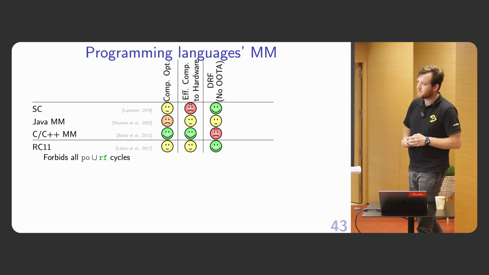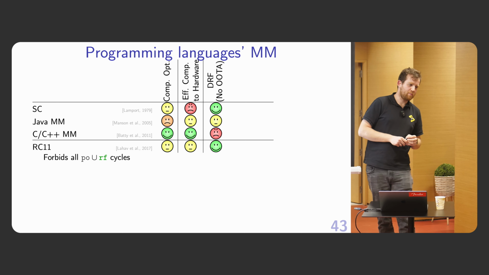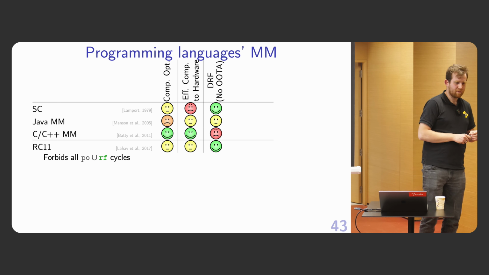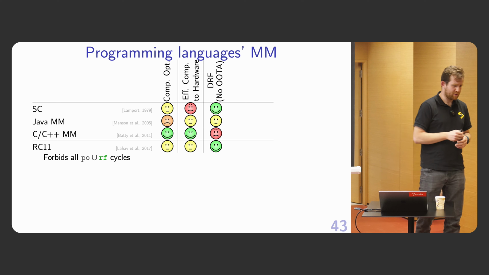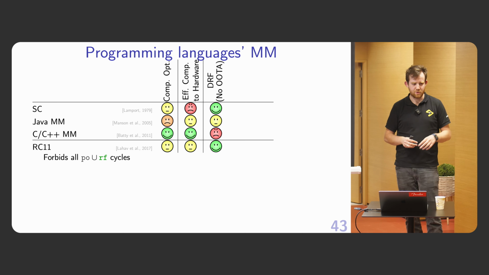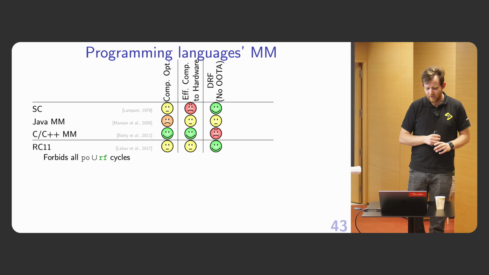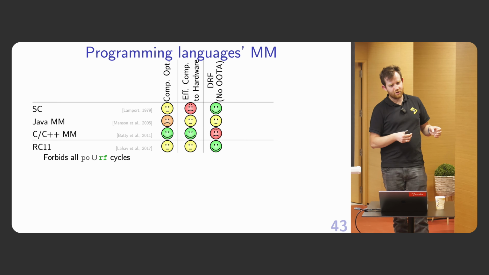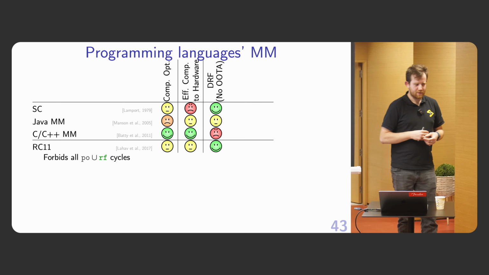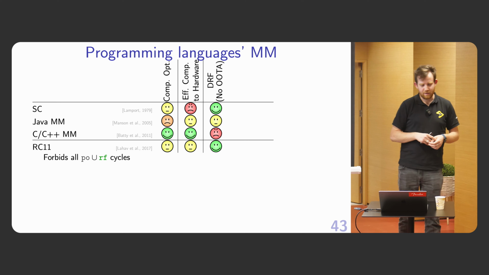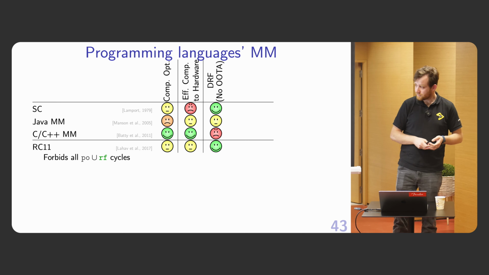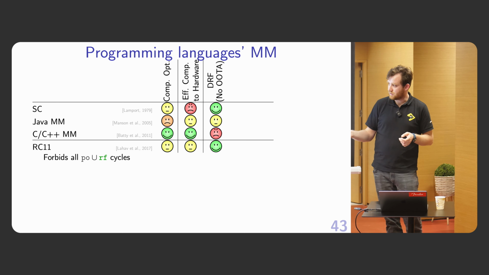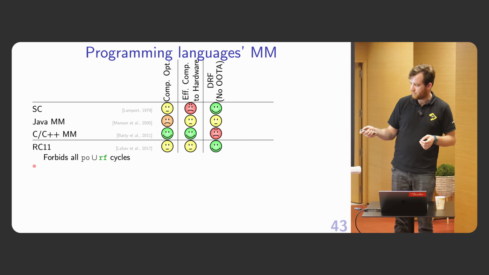RC11 stands for repaired C11 memory model. C11, because C and C++ have a similar memory model, which was introduced in 2011, and actually there were minor changes in the 14 and 17 standards, but the main problem is still there. Yeah, so the colleagues proposed to forbid the PRF cycles.